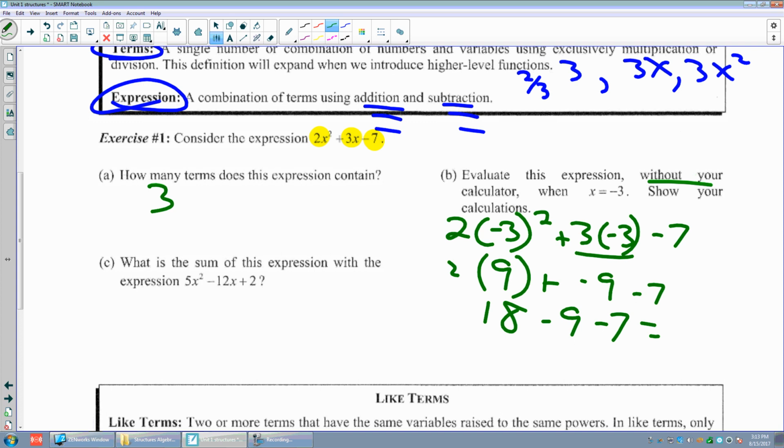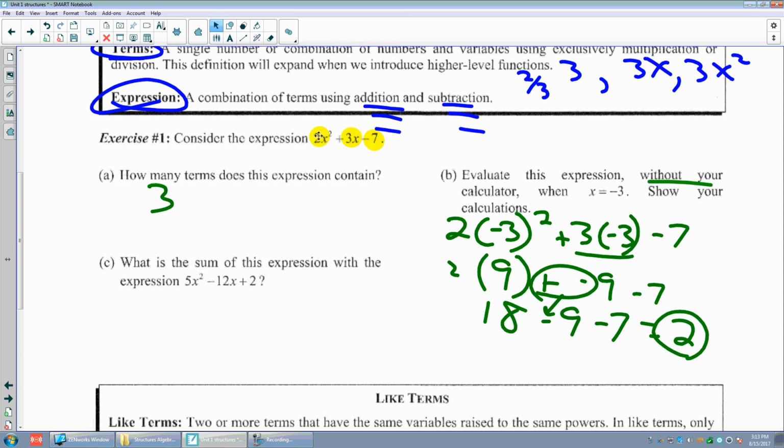Do this from left to right. Now, why did I change plus -9 to minus 9? Because it is, people. It is. When you add a negative, you're really subtracting a positive. 18 minus 9 is 9. Minus 7 is positive 2.